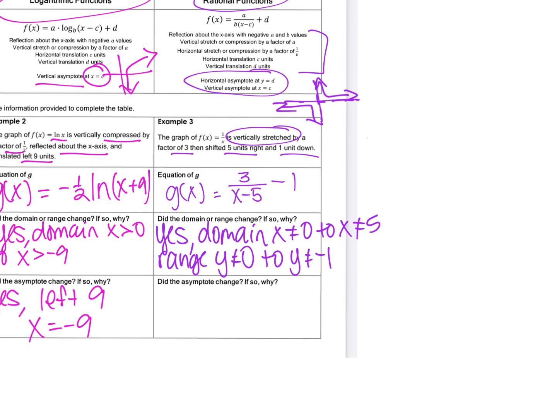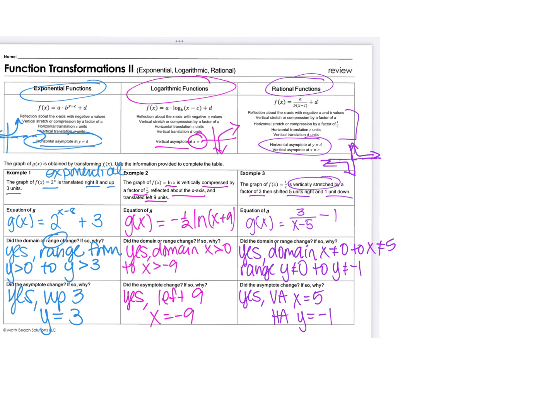And then we're looking at the asymptote changes. So yes, they both changed. My vertical asymptote is now at x equals 5, and my horizontal asymptote is now at y equals negative 1. So you have to refer back to that graph to know what exactly is happening.